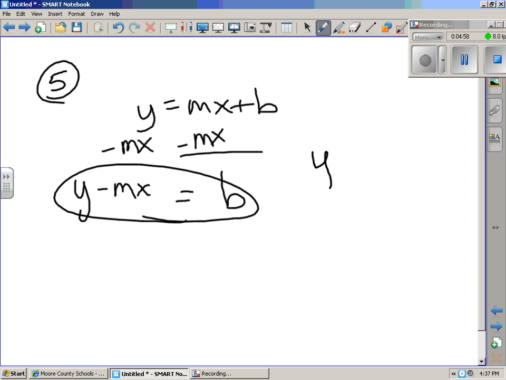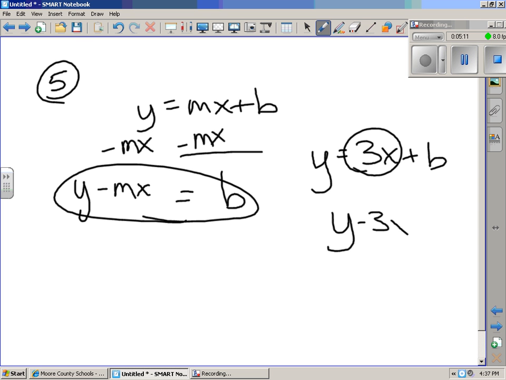And this, let's compare this to if you had numbers. If you had y equals 3x plus, we'll just call this b. It would be the same thing. It's similar to when you move the 3x to the left side when you're changing it back to standard form. So you're just moving it to the other side. So that final answer was b equals y minus mx.